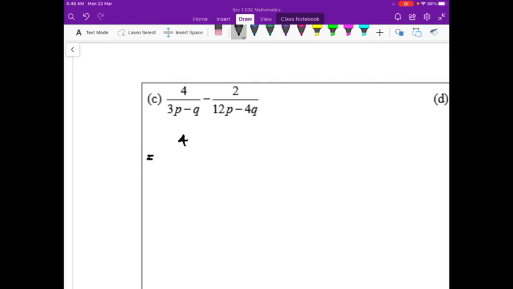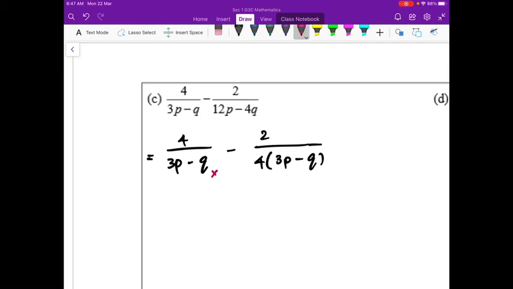So this is 4 over 3p minus q minus 2 over, extract out the 4, so we're left with 3p minus q. Happy to see the 3p minus q? Yeah, because right now, all we need to do to make the denominator the same is to multiply the first denominator with, what do you want to multiply the first denominator with? What do we multiply with? 4?